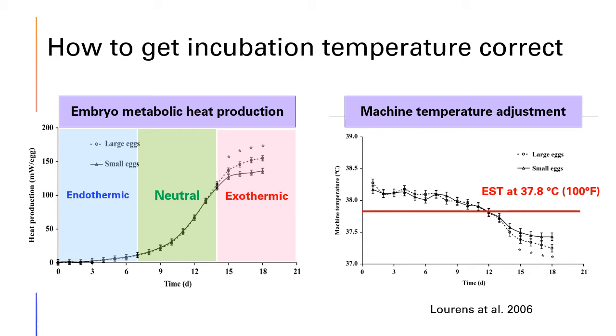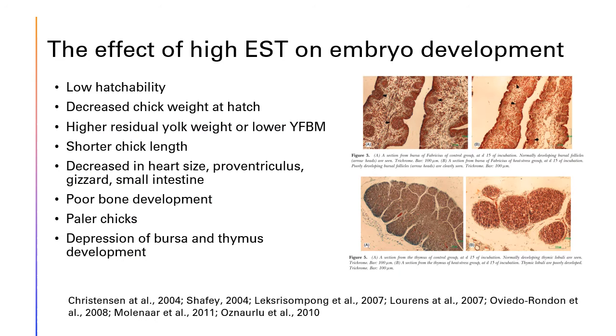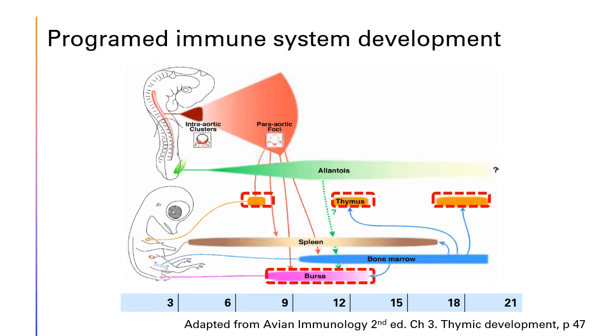However, some types of incubator, especially multi-stage systems, may not be easy to adjust. Then, at the late period of incubation, elevated actual temperatures are experienced. High actual temperature in the late period of incubation results in adverse outcomes such as lower hatch performance, decreased chick quality, and immune suppression. There is a programmed embryonic development of the hematopoietic system.